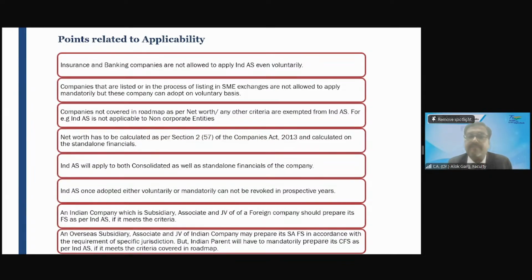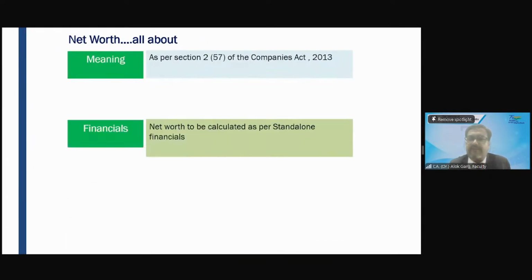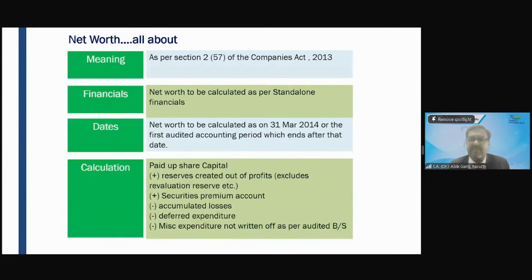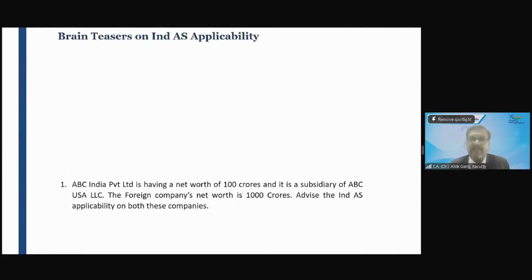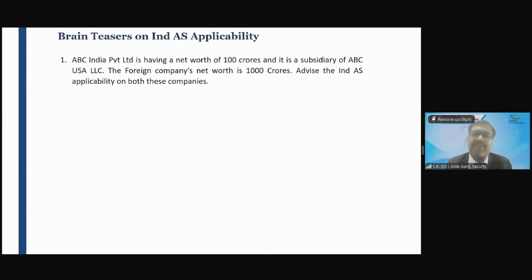Is that clear? Okay. Net worth, we have talked about all these aspects. Now let's discuss some quick brain teasers to check your understanding. ABC India Private Limited is having a net worth of 100 crores. It's a private limited entity, an unlisted entity. Ind AS is not applicable because net worth is also less than 250 crores.